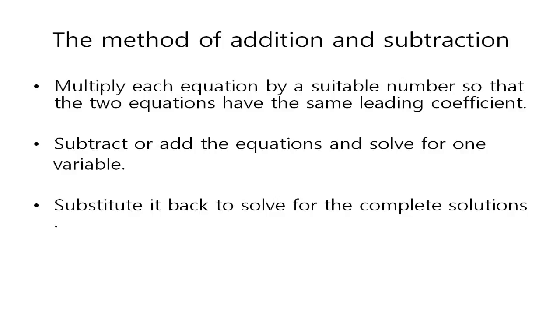And here are the steps for the method of addition and subtraction. Firstly, multiply each equation by a suitable number so that the two equations have the same leading coefficient, which means the coefficient of one of the variables, either x or y, should be the same. Next step, we subtract or add, which means use arithmetic on the equations and solve for one variable. If we solve for one variable, we can substitute it back to our original function to get our complete solutions. This is the method of addition and subtraction.